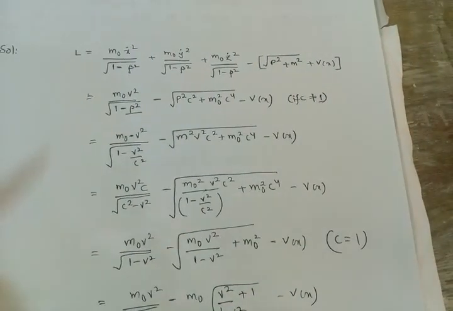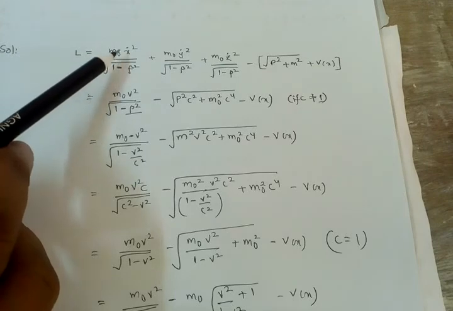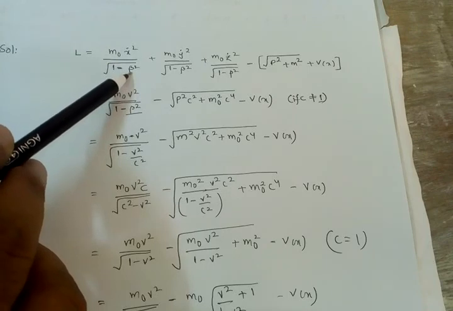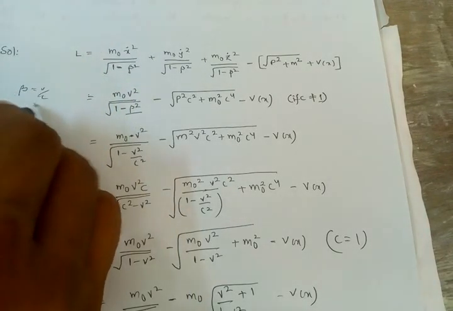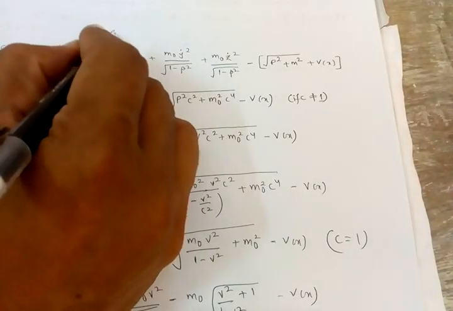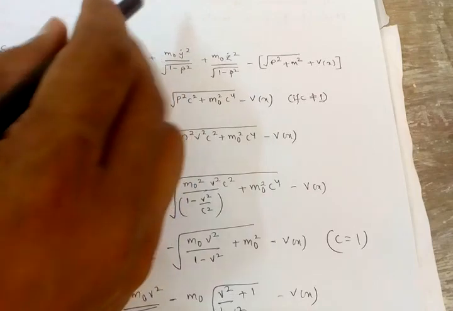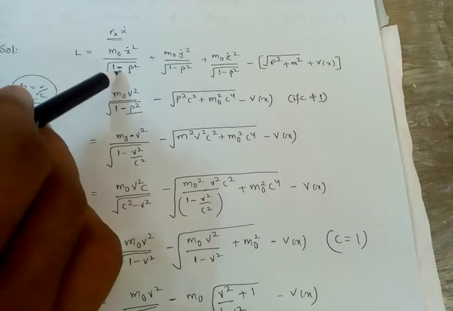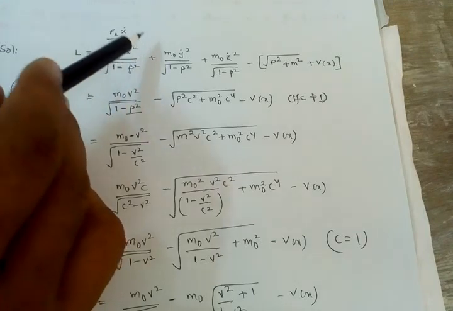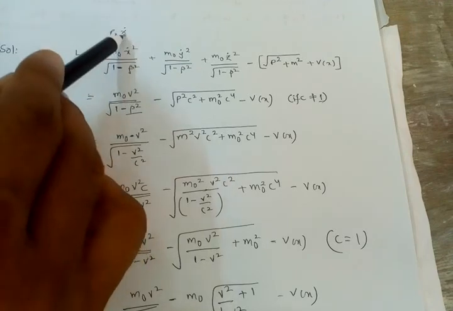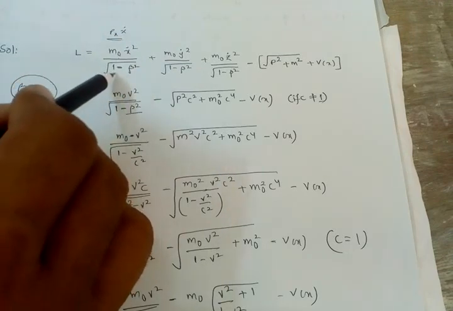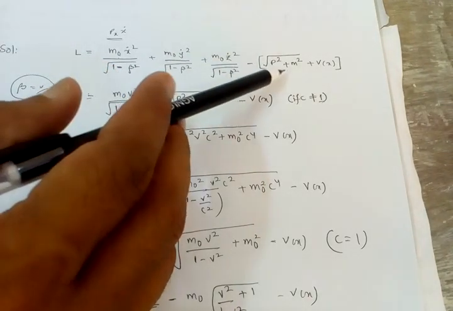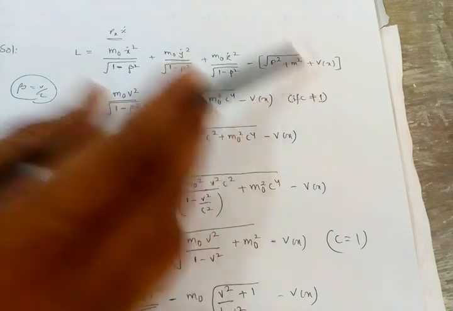Here L equals minus m naught times the square root of 1 minus beta squared, where beta equals v by c. So px equals m naught x dot over the square root of 1 minus beta squared, and then multiplying by x dot gives m naught x dot squared over the square root of 1 minus beta squared. Like that for y dot, then py and pz. So this is the Hamiltonian, the square root of p squared plus m squared, plus V of x.